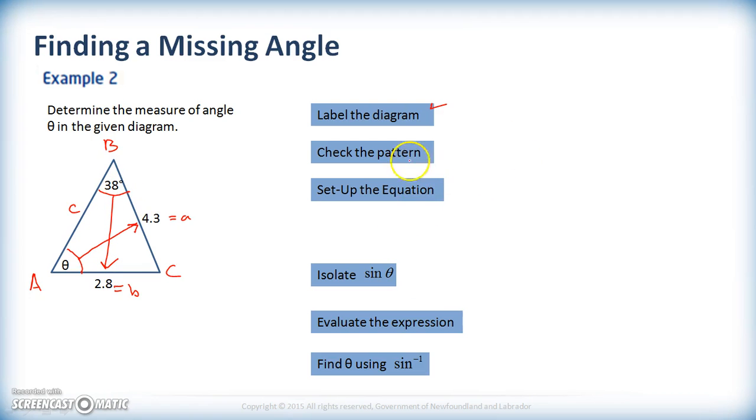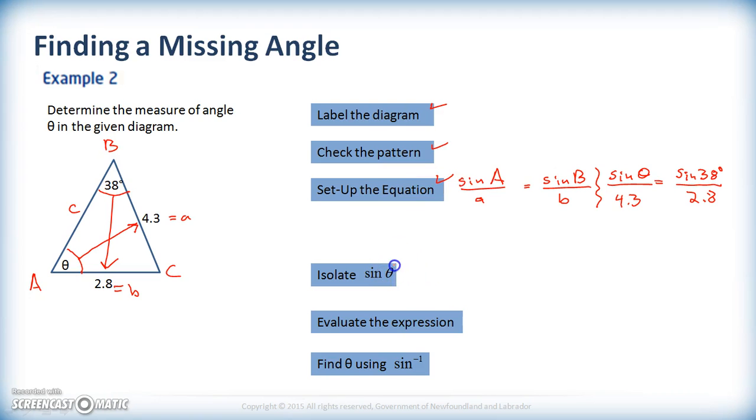So in this case, when I set up my sine law, I'm going to set it up to say sine of A over A, kind of the upside down of what we did in the last case. So when you're finding a missing angle, this is just sort of the easier version of the sine law to use. So sine A over A equals sine B over B, and I'll fill in some details. So this will say sine theta over length of side A, which is 4.3, equals sine B, which is sine 38 degrees, divided by 2.8. And so we've set up the equation, and the only thing we don't know in that equation is the value of theta. So let's see if we can get it.